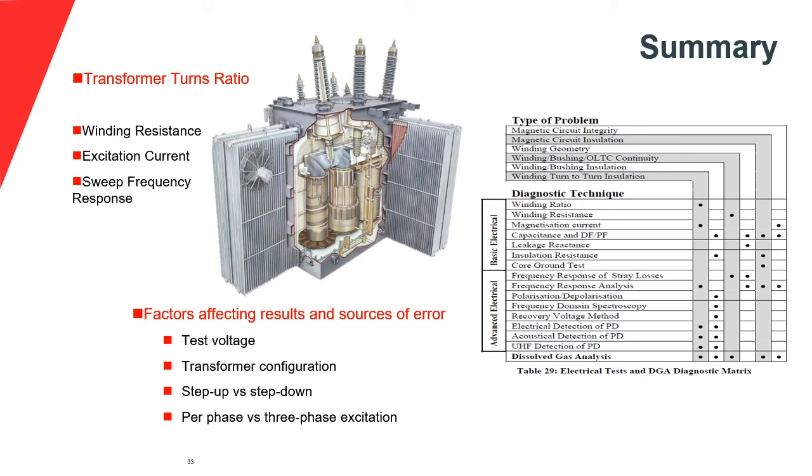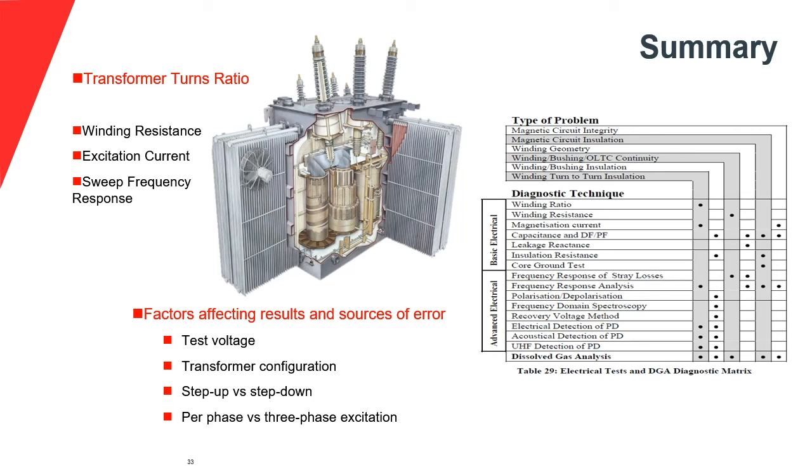If you have a delta on the secondary side, avoid the loading of the winding under test. And how do you do that? Well, using a three-phase excitation. Be aware of the voltage dependency, right? We showed some examples where as we increase the test voltage, we'll get more accurate results closer to the calculated value for that particular transformer.